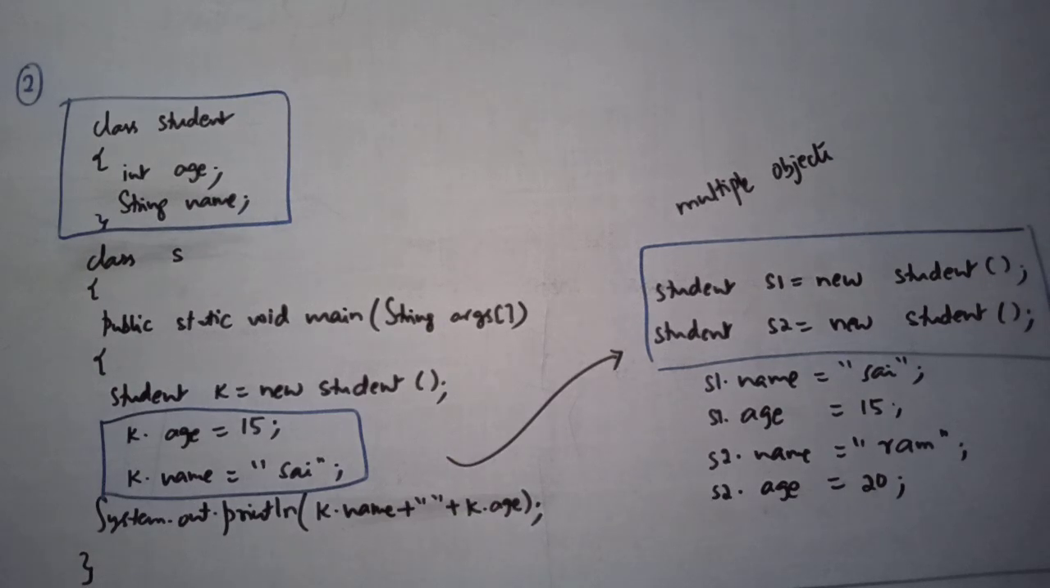We can have any number of objects. If there is a class, we can create any number of objects. Look at the simple demo there. Student S1 is equal to new Student and Student S2 is equal to new Student. I created two objects S1 and S2. If it exceeds more, of course we can use array of objects also. That is also possible in Java.